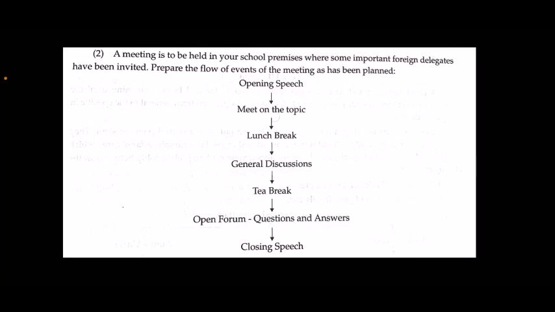For example, there will be meet on the topic. After the meet is the lunch break. The arrow which is pointing downwards shows us that after the meet will be the lunch break. So it shows us the order of things. Okay, so with this, children, we complete the explanation for flowchart.